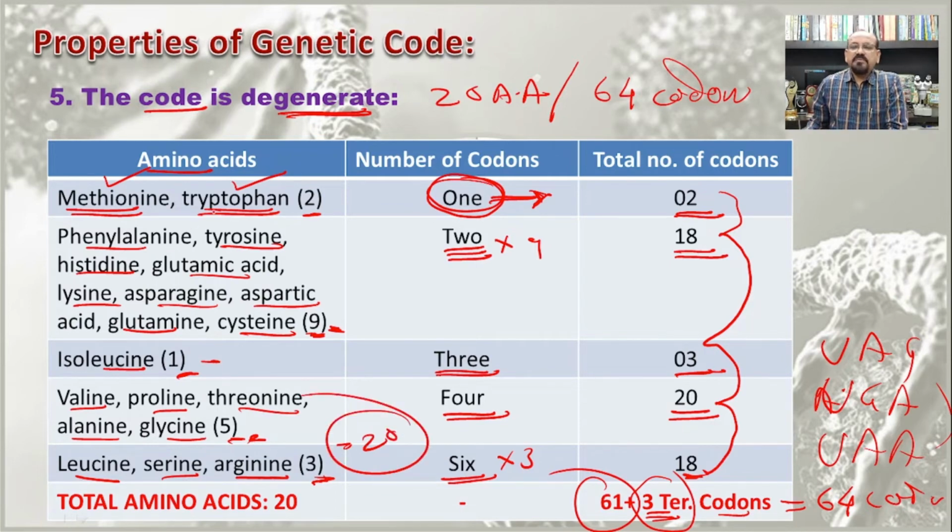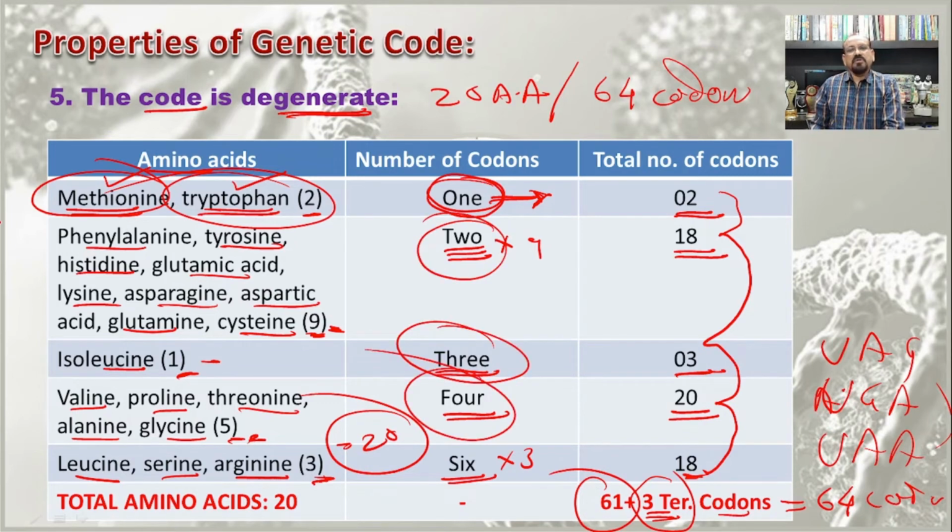So in this case we know that except methionine and tryptophan, all the rest of the amino acids are specified by more than 1 codon. Such a phenomenon in which a single amino acid is specified by more than 1 codon is known as the degeneracy of the genetic code. And why there is the possibility of degeneracy of the genetic code, we will see in the next slide.